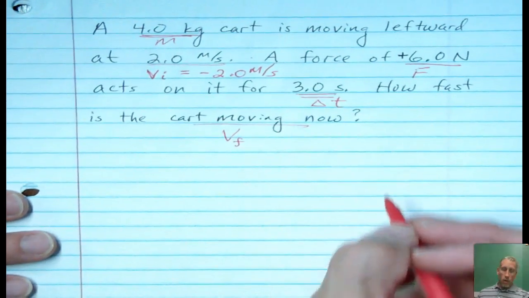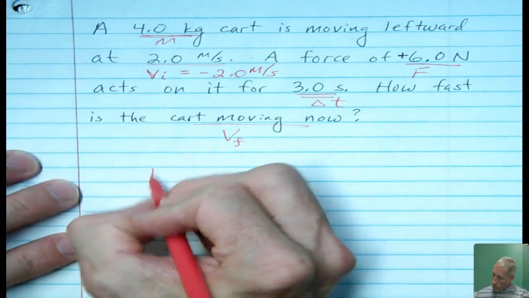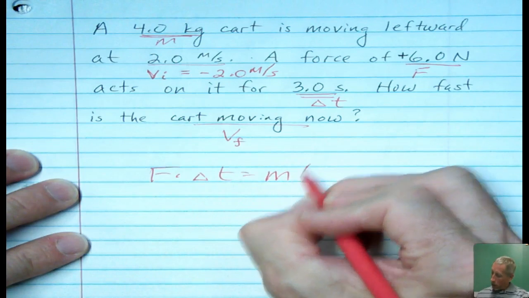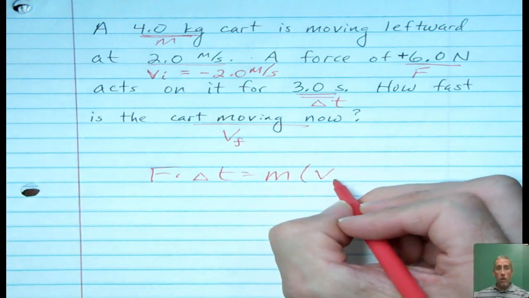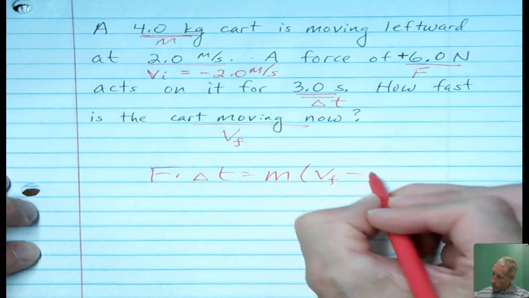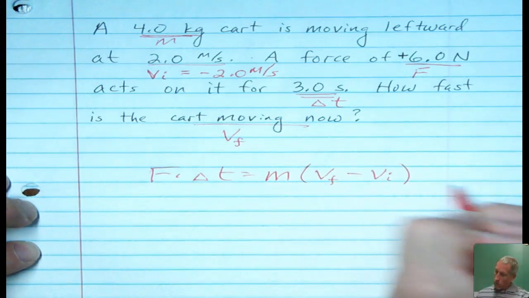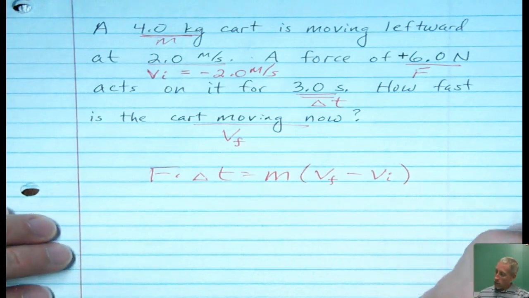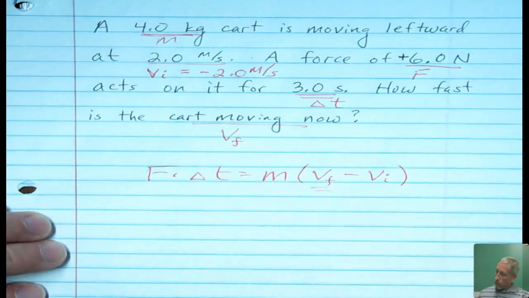So if we rewrite this statement, F delta t equals m delta v, all I'm going to do is rewrite delta v with really what we mean by a delta. That's the final minus the initial quantity. And that's true for velocities or any other quantity for that matter. So what are we looking for here? We're looking for the final velocity.